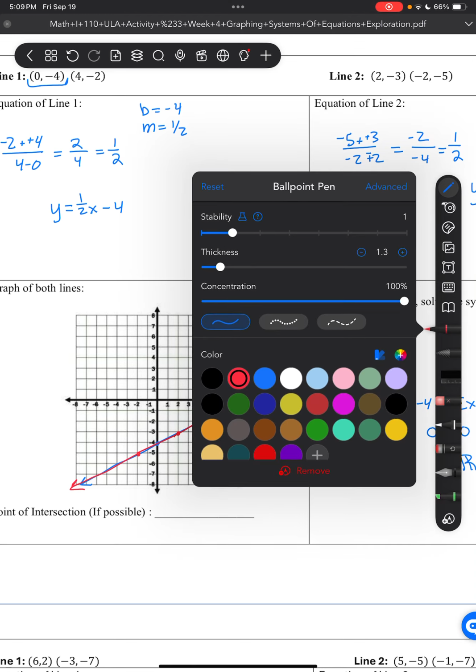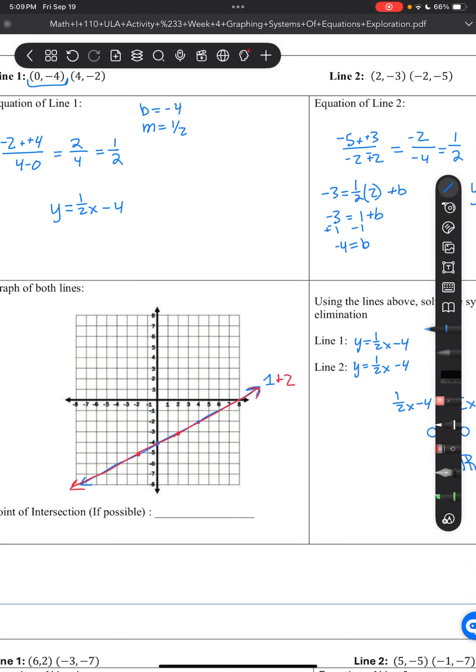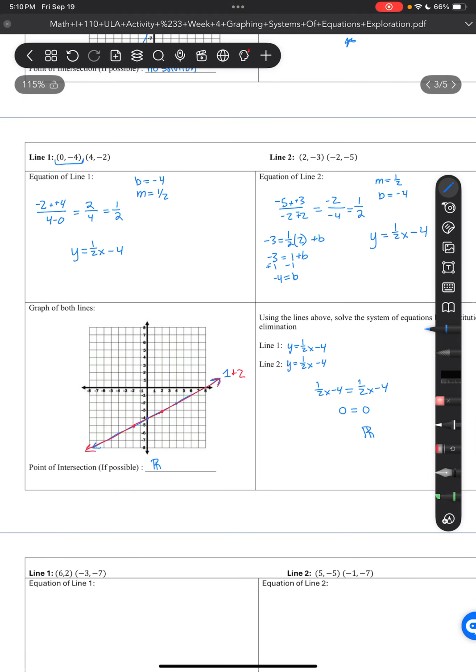So when will x and y have all the same values for these two equations? Any. Infinite possible solutions or all real numbers. I'm just going to use the symbol for this one.